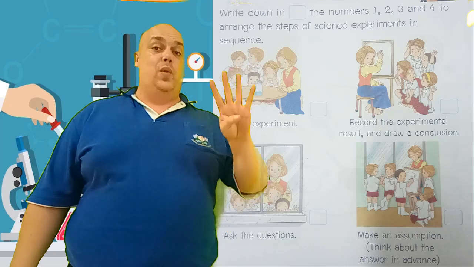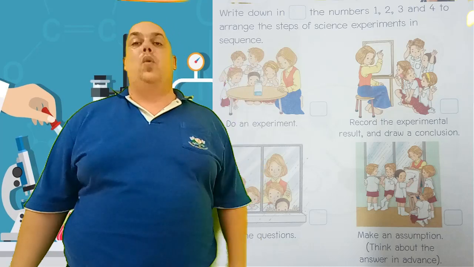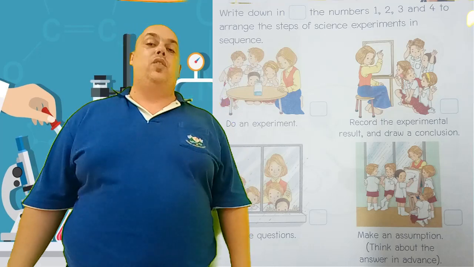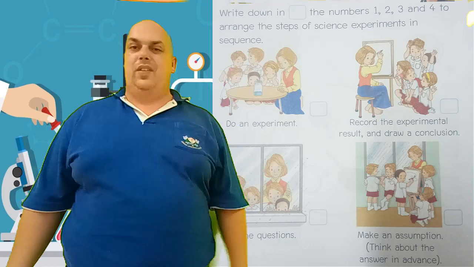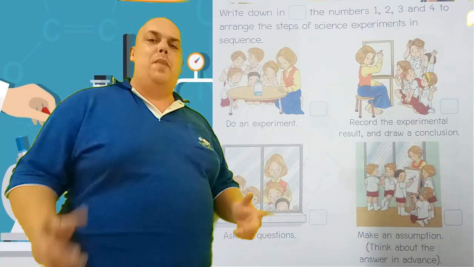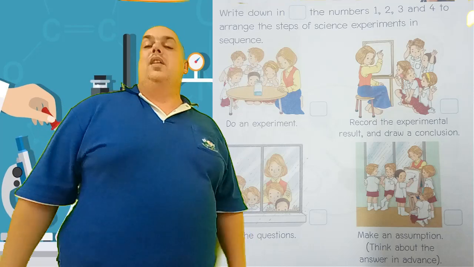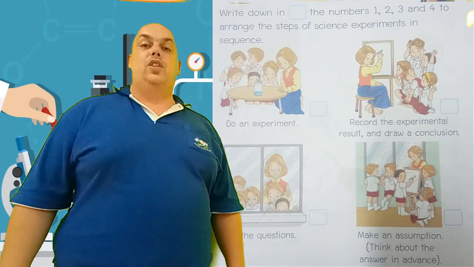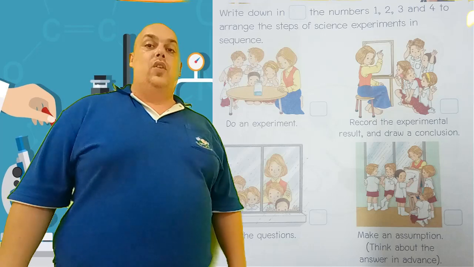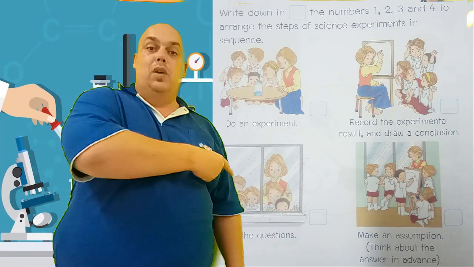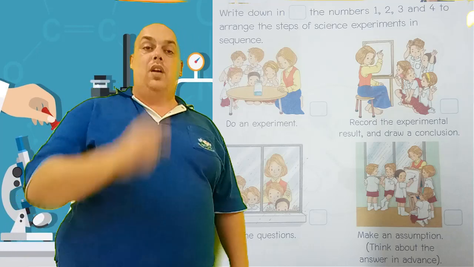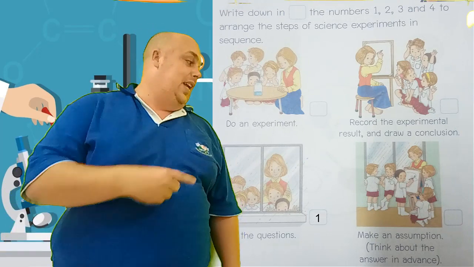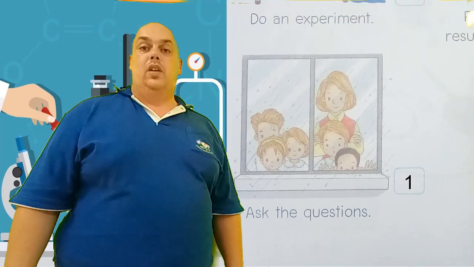Okay, so let's open our book on page 32, this page right over here. And over here you see the 4 steps, and you have to write them in order. We're going to do number 1 and number 2 together, and I want you to try and do number 3 and 4 by yourself. Yes? So remember, which is number 1? Number 1 is ask the question. So ask the question is at the bottom over there. So over there we're going to write number 1. We're going to write over there and ask the question.